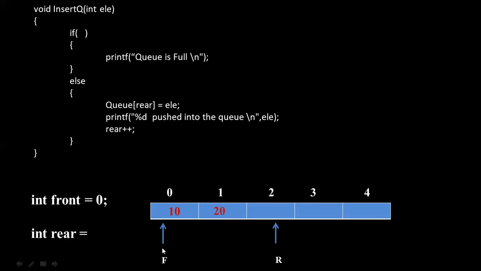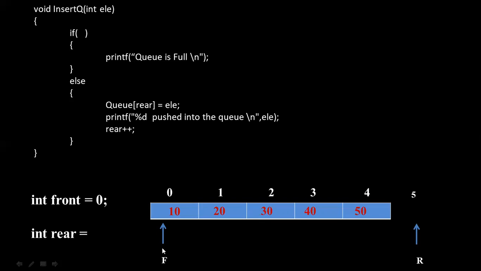If we are placing 30, 30 is placed here and rear points here. If we are placing 40, 40 is placed here and the rear points here. And if we are placing 50, the 50 is placed here and the rear points here. So clearly the queue is full. Whenever the rear value is equal to the size of the queue, then the queue is full.